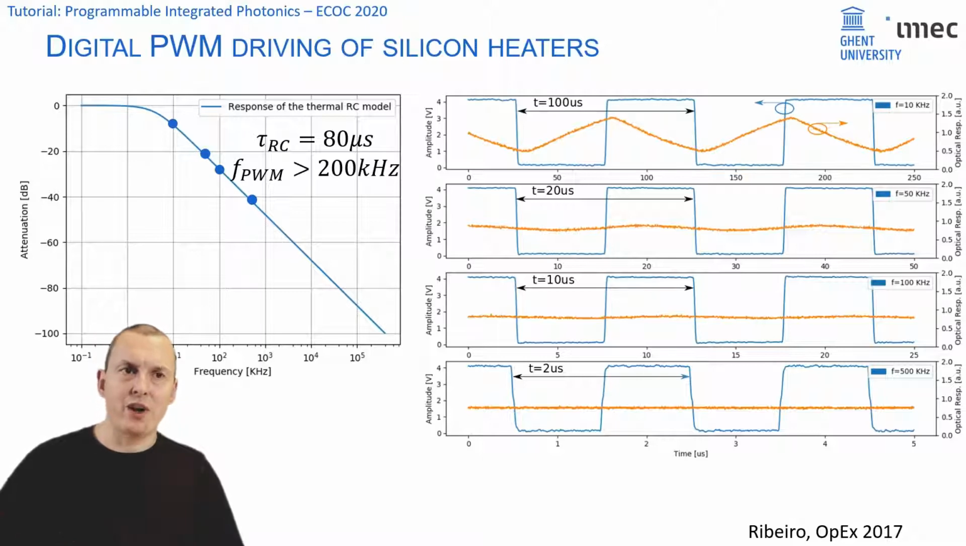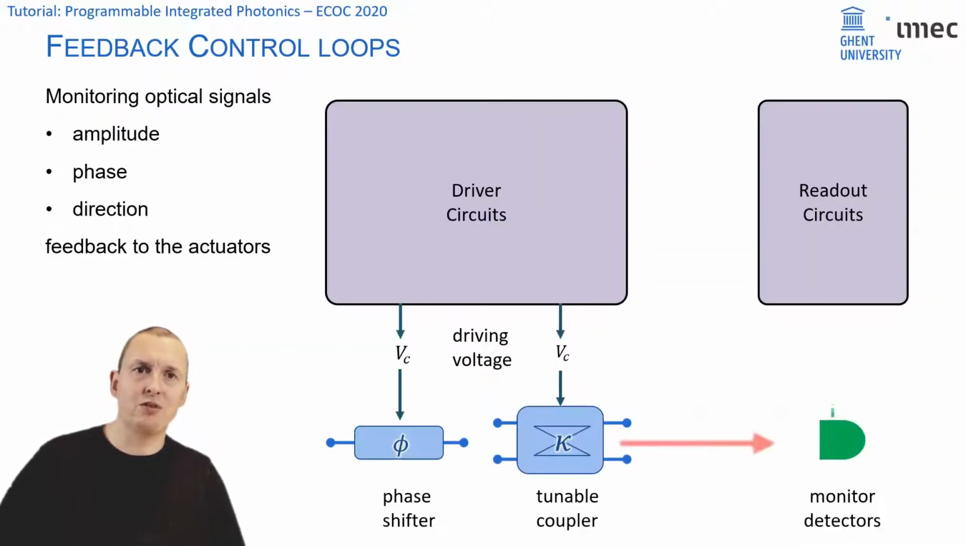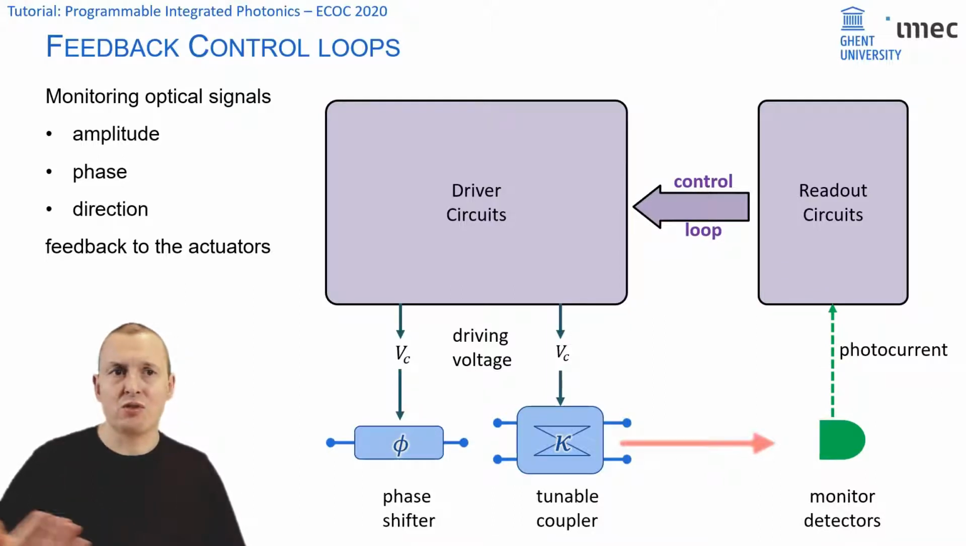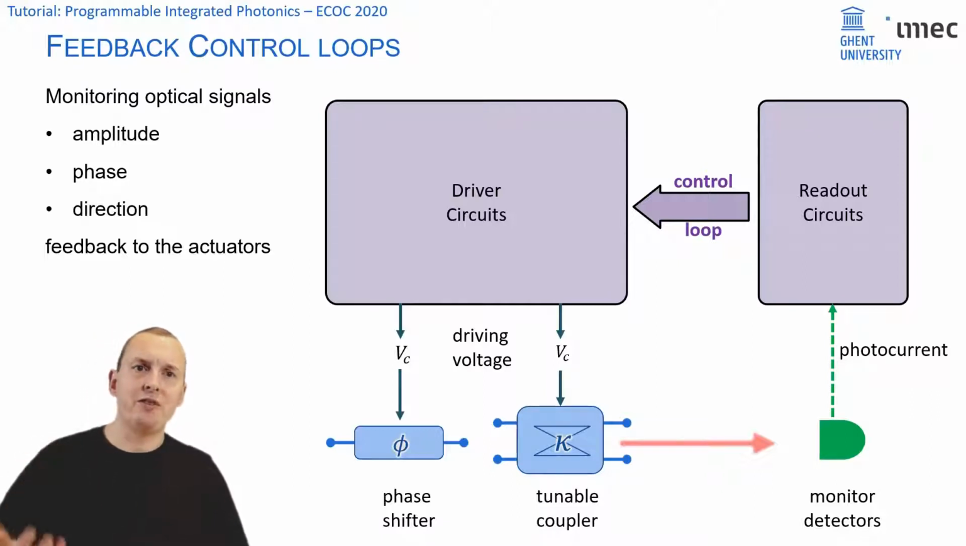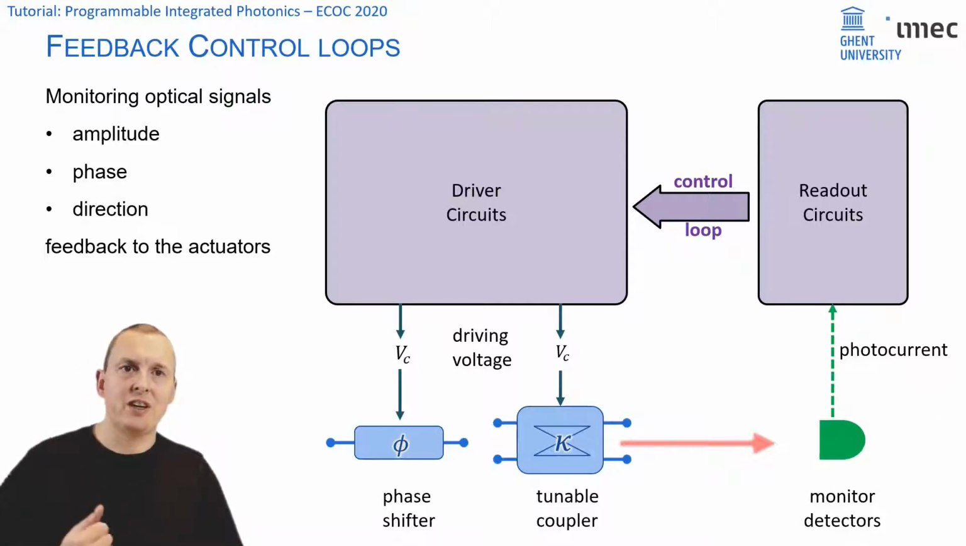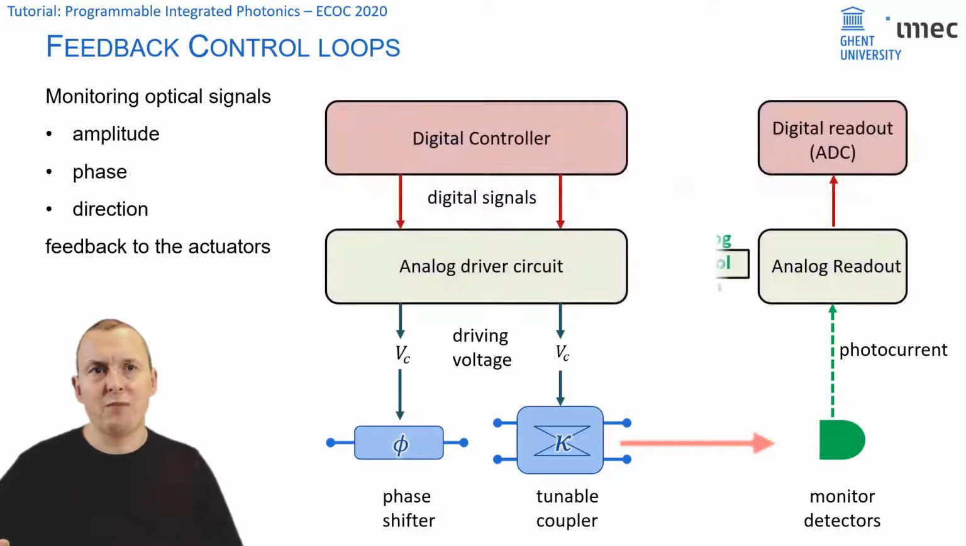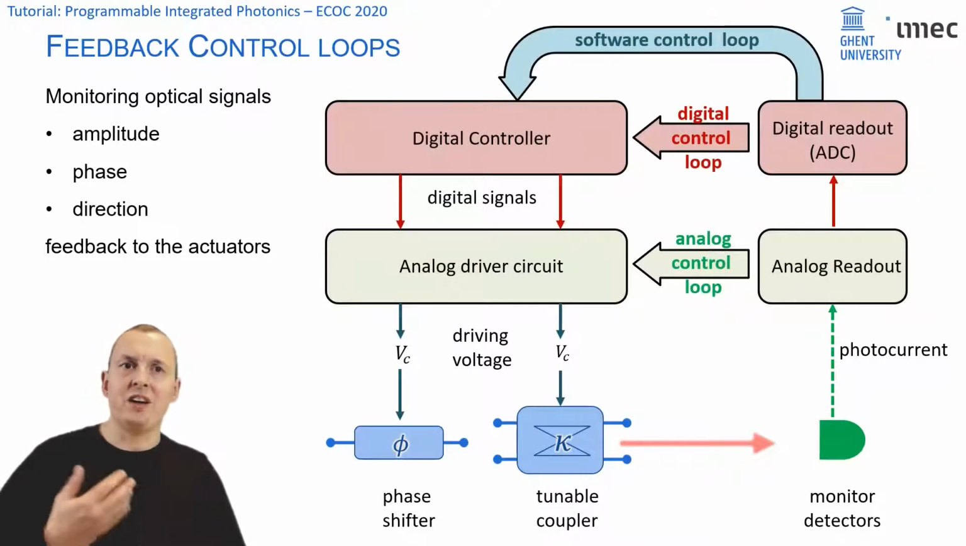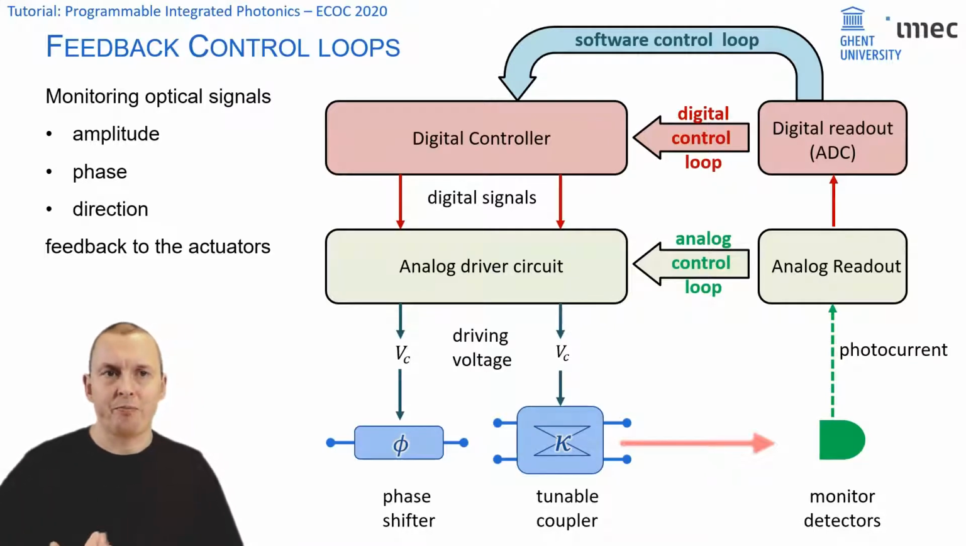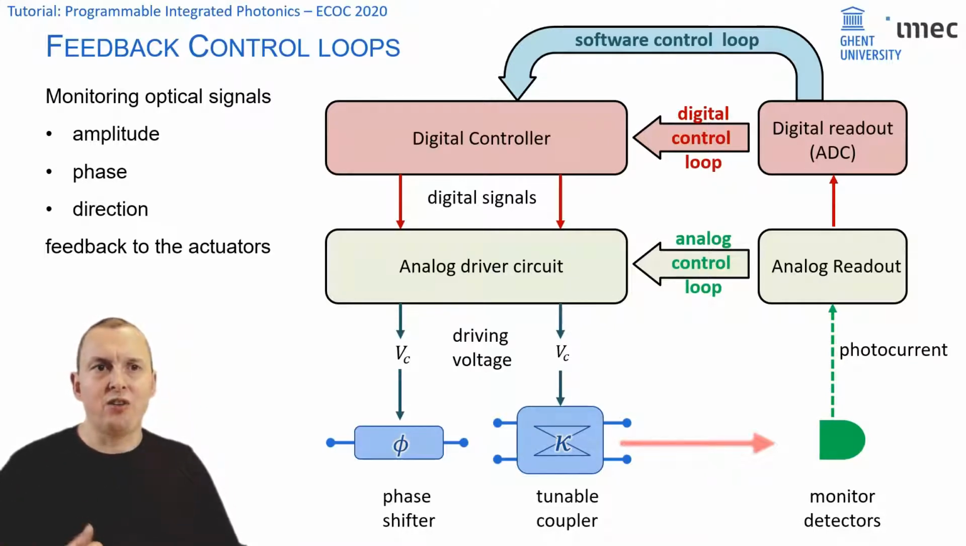Now, driving is only one part of the equation. How do you know whether you're driving everything correctly, especially in a complex circuit with hundreds of heaters or MEMS or liquid crystals? That means that you have to combine your driver circuits with some readout circuits and some control loops. These control loops can be in the analog domain, or a digital loop, for instance, using a digital signal processor or an FPGA, or you can run it at a very high level in software. Obviously, the analog loops will be the most efficient and the fastest.